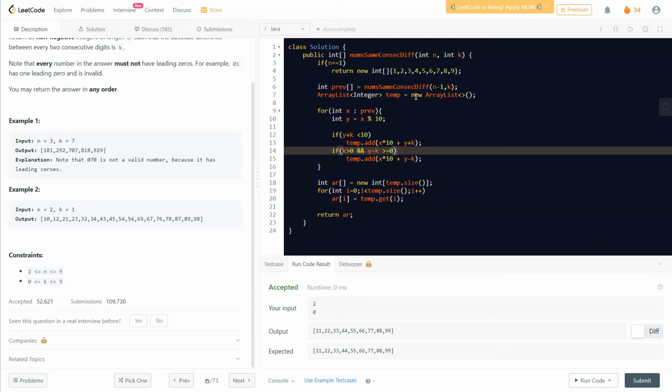Now, let's understand what we did exactly. We took a case where if n is equal to 1, then we simply return this array, the array of single-digit numbers.